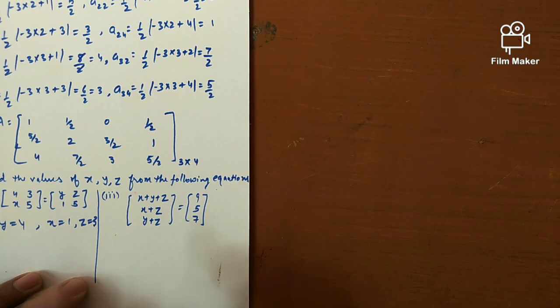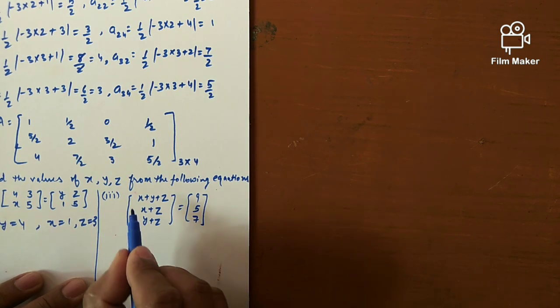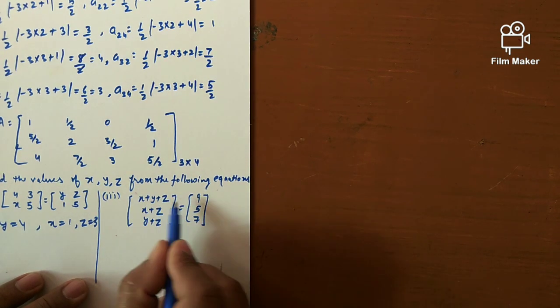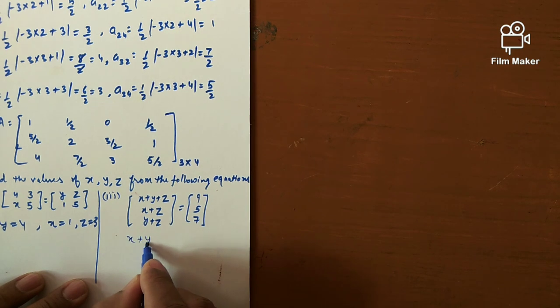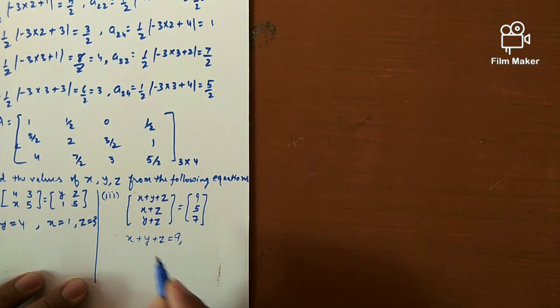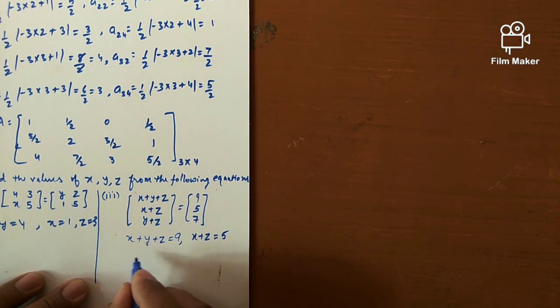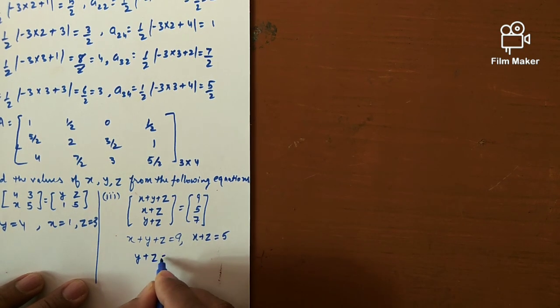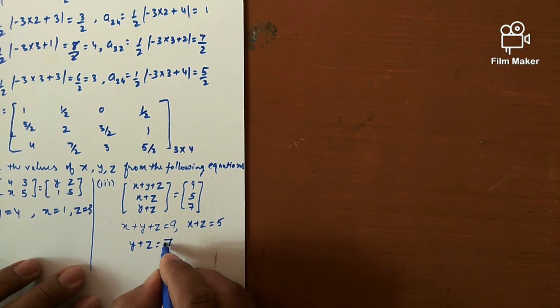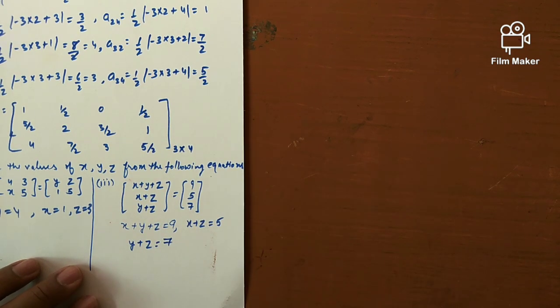Come to the third part of question number 6. The value of x plus y plus z is 9, value of x plus z is 5, and value of y plus z is 7. We have to find the values of x, y, z. I think this can be found very easily.